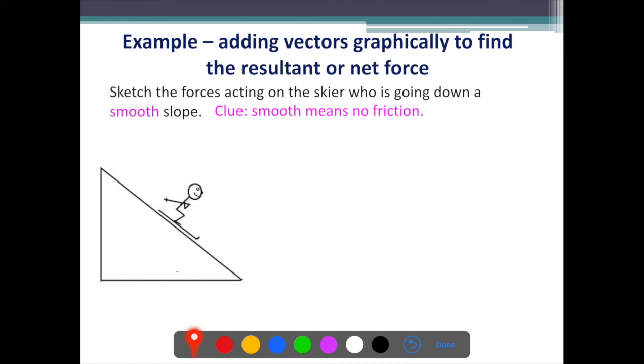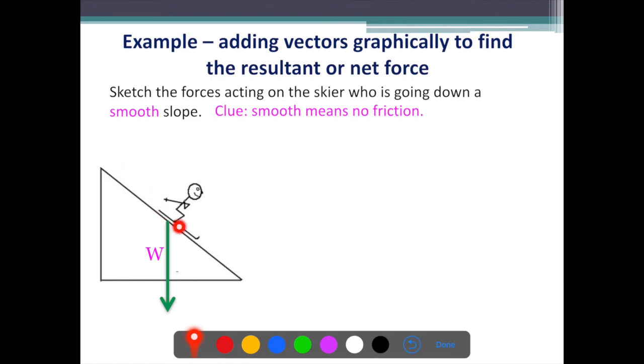Okay, so let's start drawing all the forces that are acting on the skier. Can you think of one force that's acting on the skier? All right, any object on Earth that has mass will have weight force, okay? And weight force is always directed downward. So you have that weight force there, that's downwards.